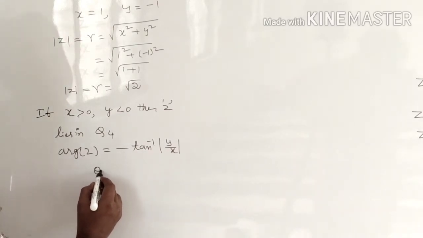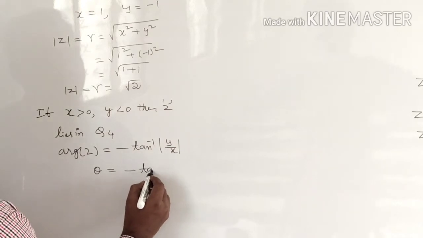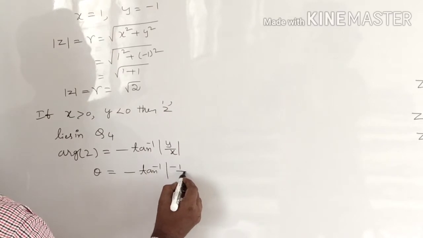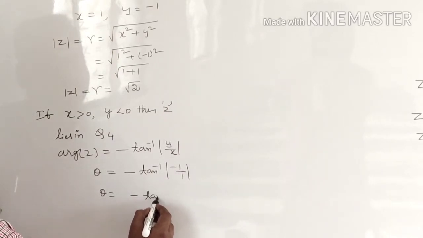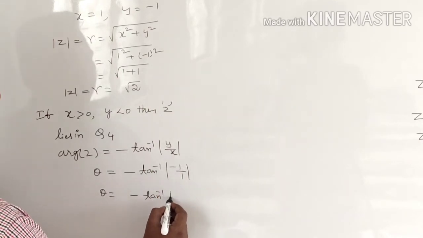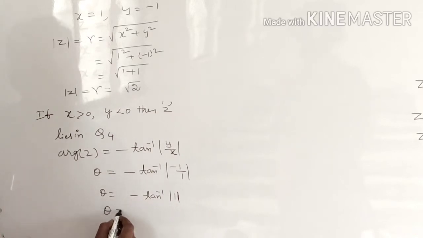So theta is equal to, argument of z means theta only, minus tan inverse. What is the y value here? Minus 1 upon 1. So theta is equal to minus tan inverse of mod 1 by mod 1, that is 1. You know, in the trigonometric table, tan inverse 1 is pi by 4. Before that there is a minus. So you got the theta value minus pi by 4, and the r value is root 2.